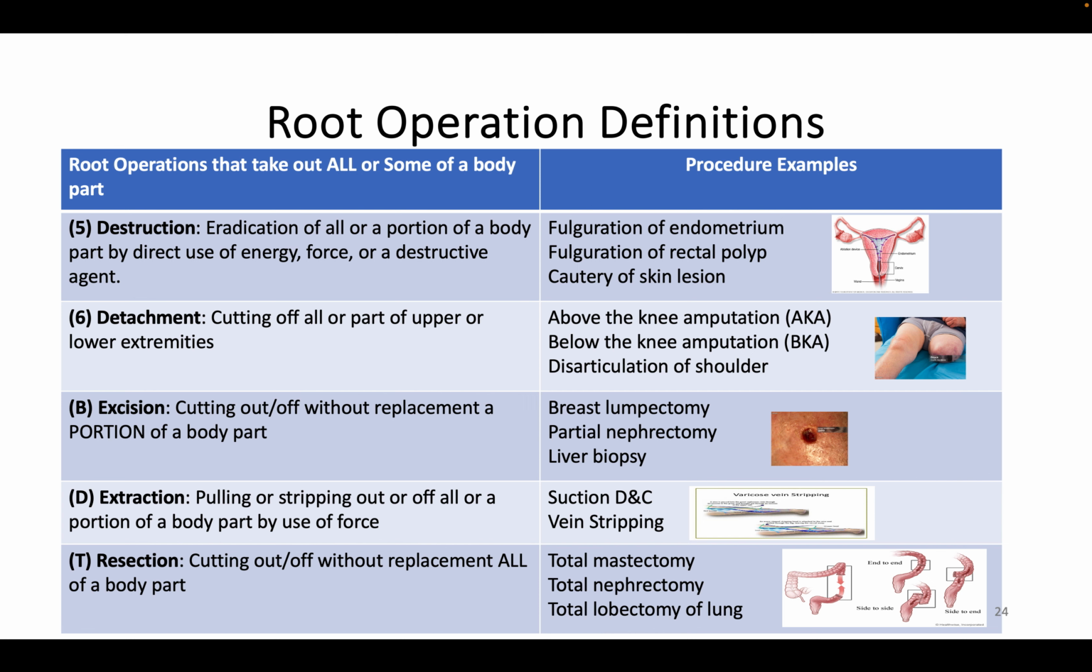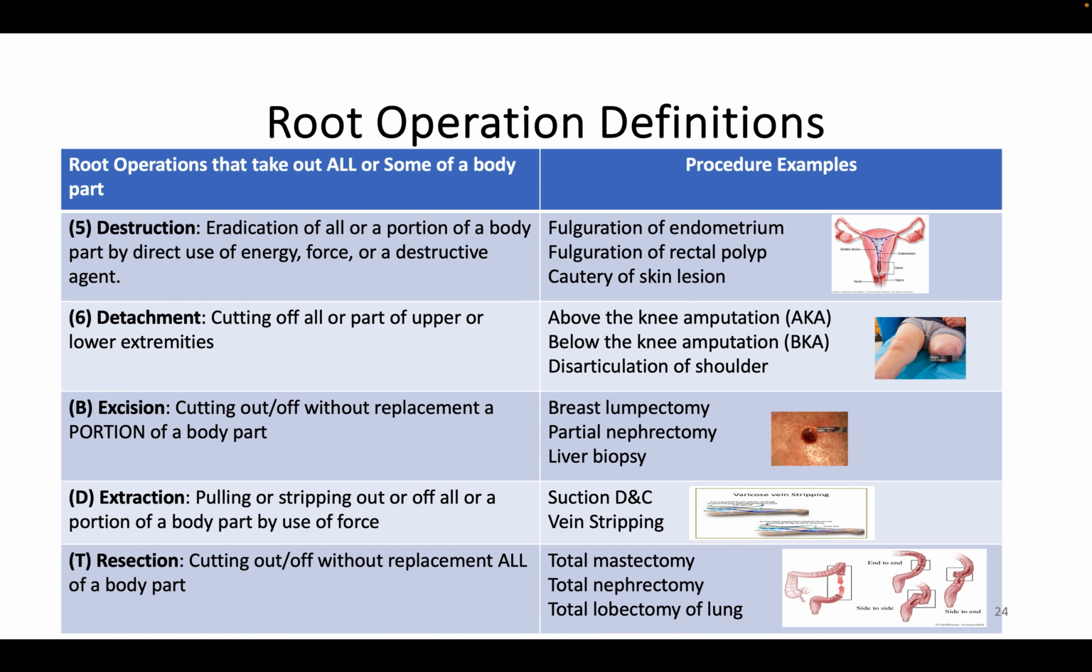Next one is 6. It's detachment. It's cutting off all or part of an upper or lower extremity. So when you think of detachment, you're thinking of above the knee amputations or below the knee amputations. You could have finger or toe amputations. This is cutting off all or a part of an extremity. Next is excision. It's noted by B. Cutting out, off, without replacement, a portion of a body part. Again, your breast lumpectomy, you're taking out a portion.